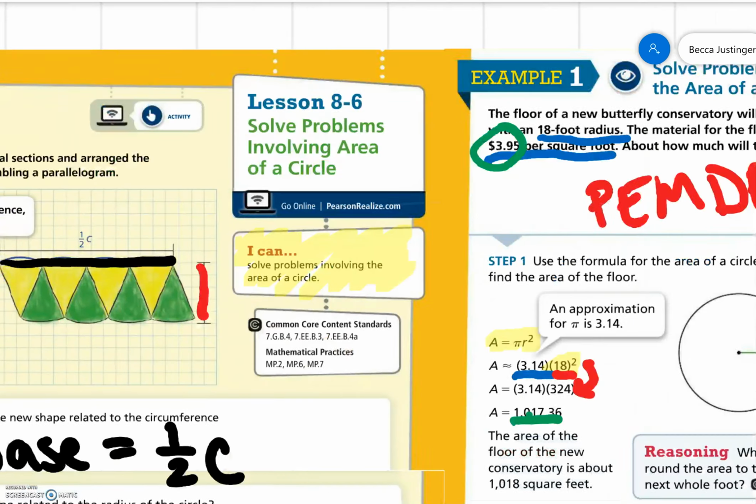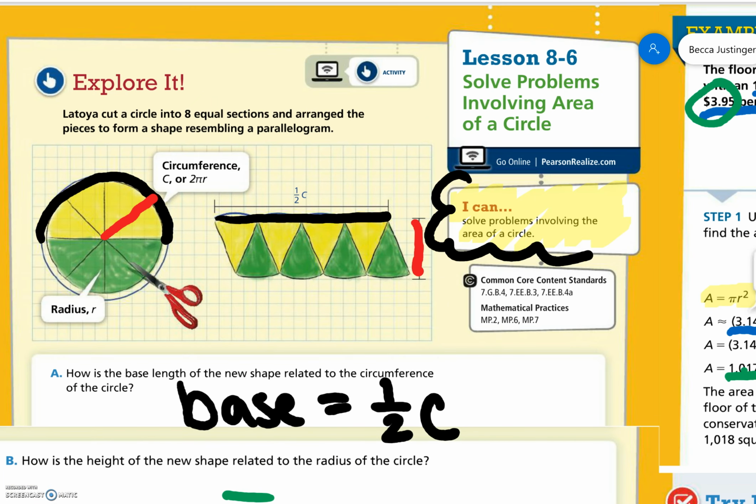Okay, 7th grade, let's say it. I can solve problems involving the area of a circle. Have a great day.